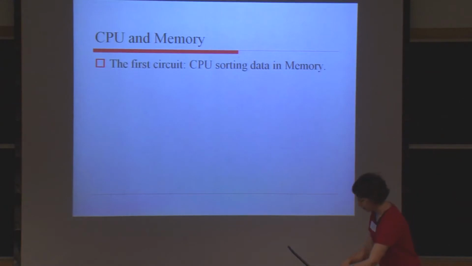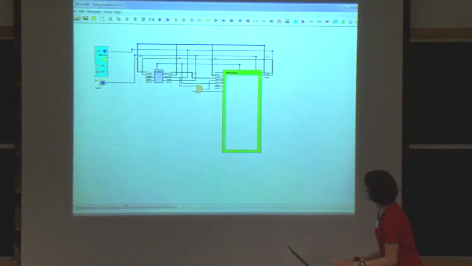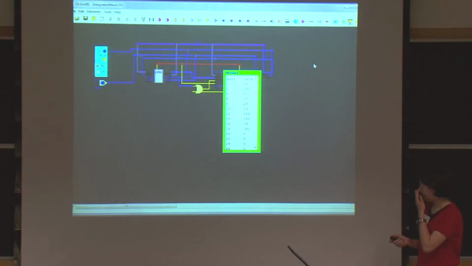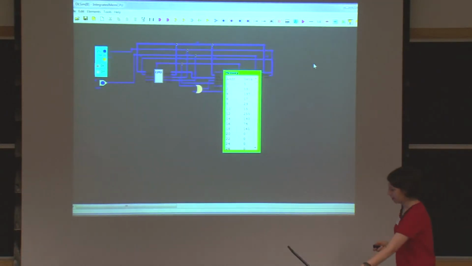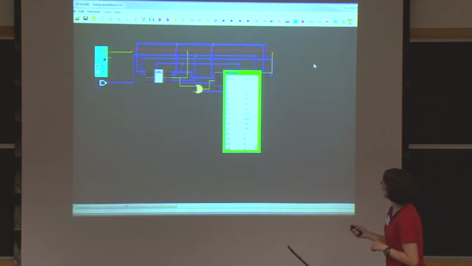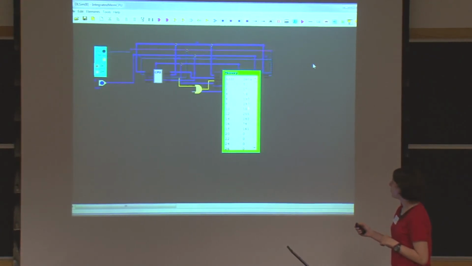So the first circuit I'm going to show you is simulating a CPU communicating with memory. If we hit the reset button, you can see it's initialized from a file, and this CPU is performing a simple sort algorithm on the memory. So you can see now the data is being sorted using insertion sort.